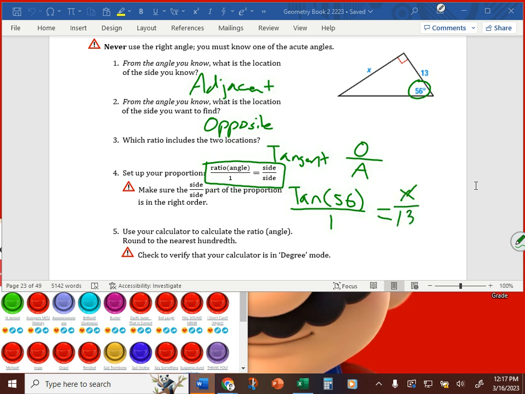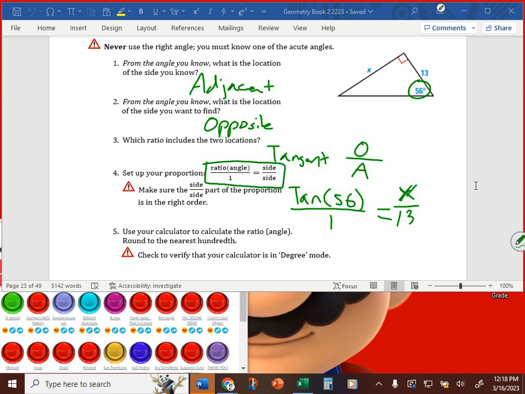And as with any proportion, what's your go-to method to solving this? Do you always put the tangent on the top? Yes, the ratio always goes in the numerator. All right. What's our process for solving this? Put the tangent thing in your calculator. Yeah, so we're using cross products here, right? But tangent of 56, well, what is that?